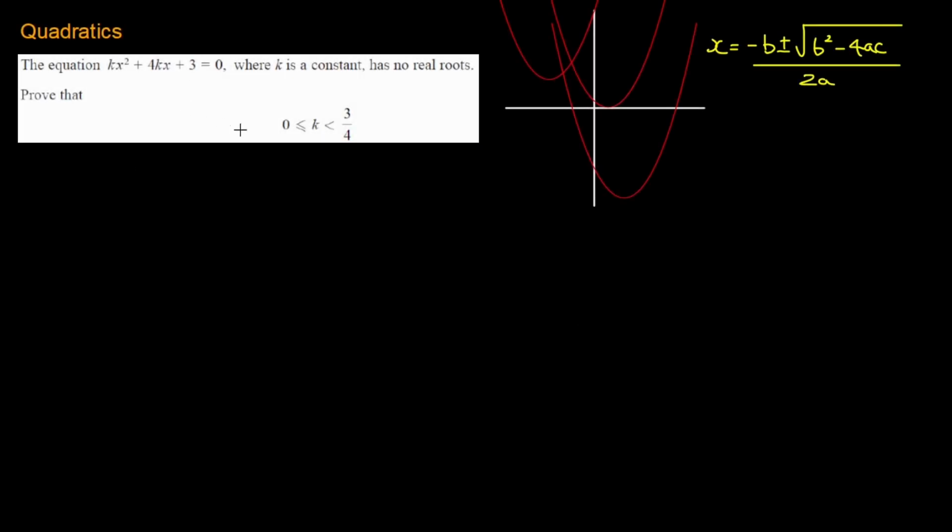This question is going to test our knowledge of the discriminant. They're telling us that the equation they've written here with k's in it, where k is a constant, has no real roots. What does that mean? Well, I've got three quadratics here. Here's number 1, number 2, and number 3.